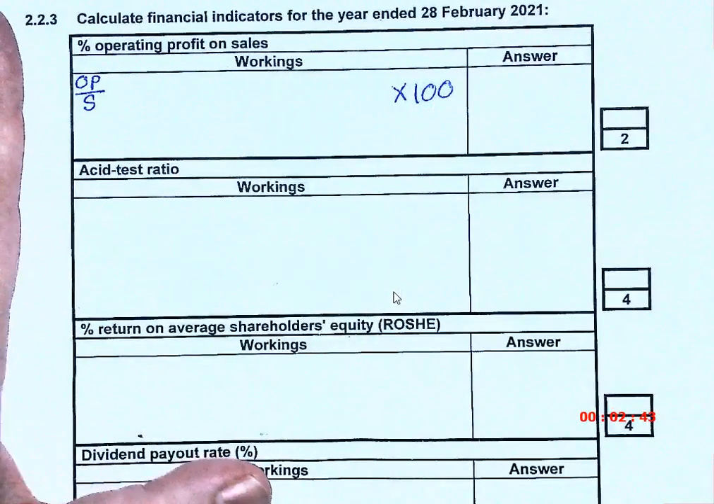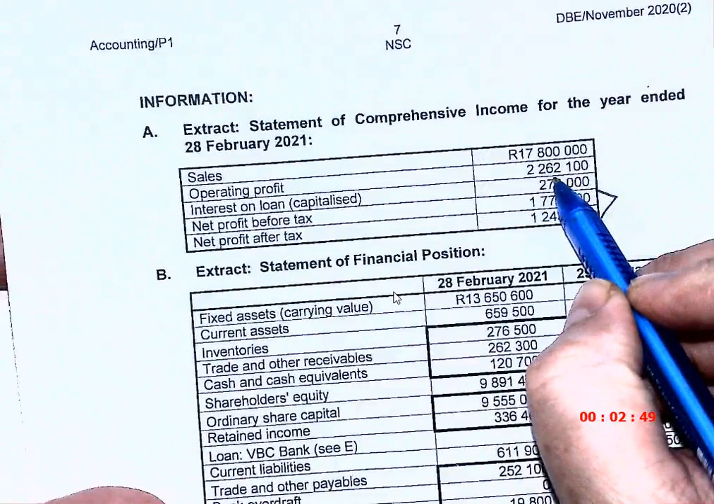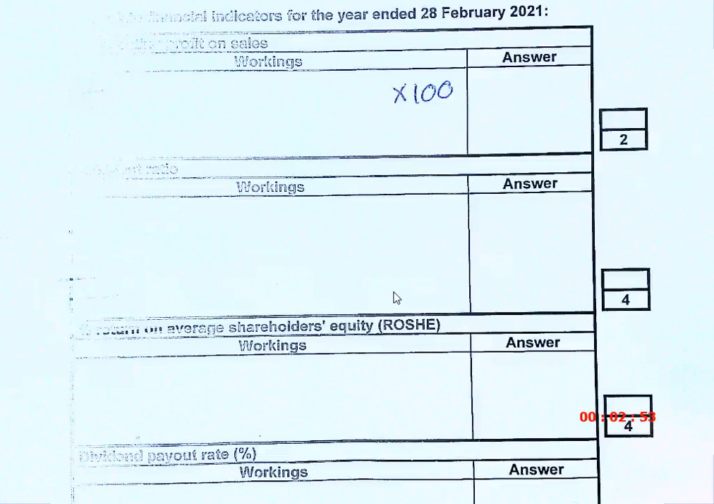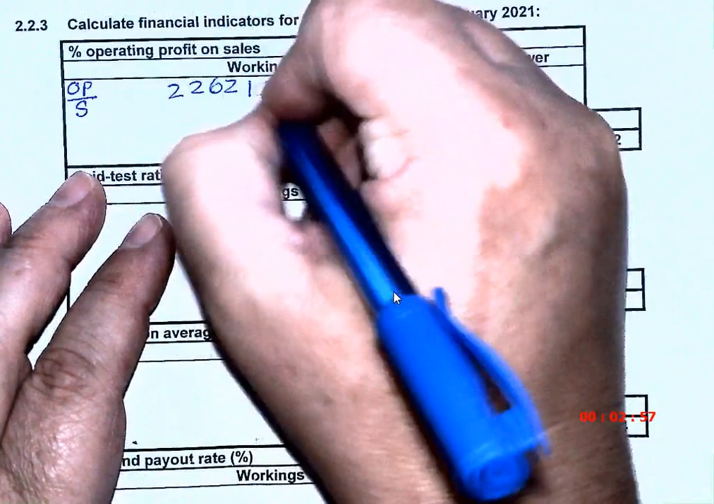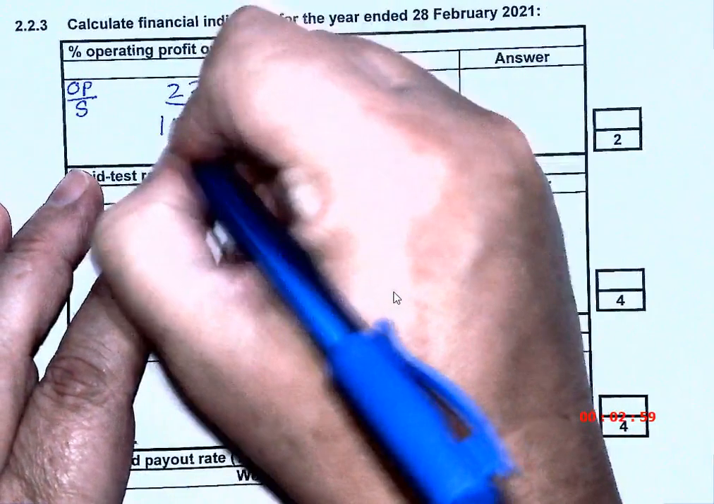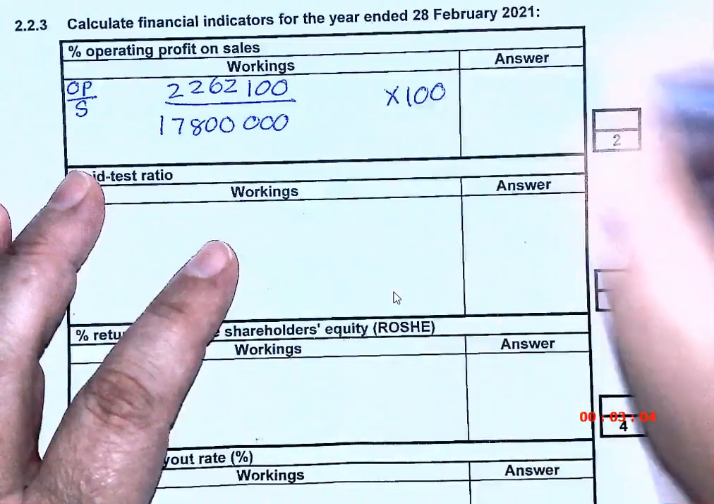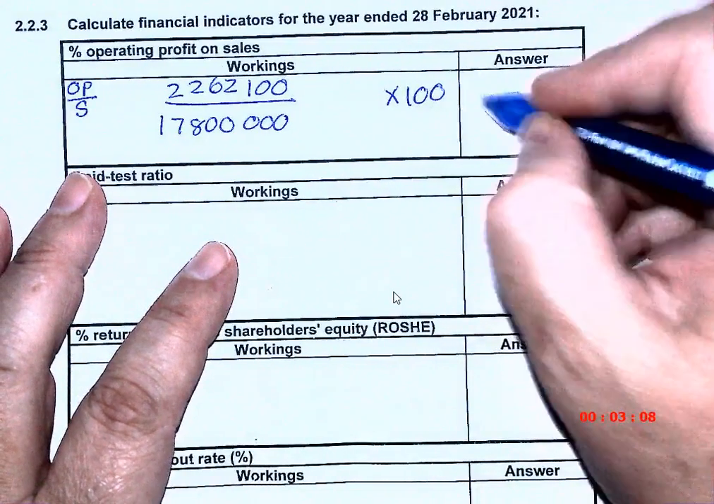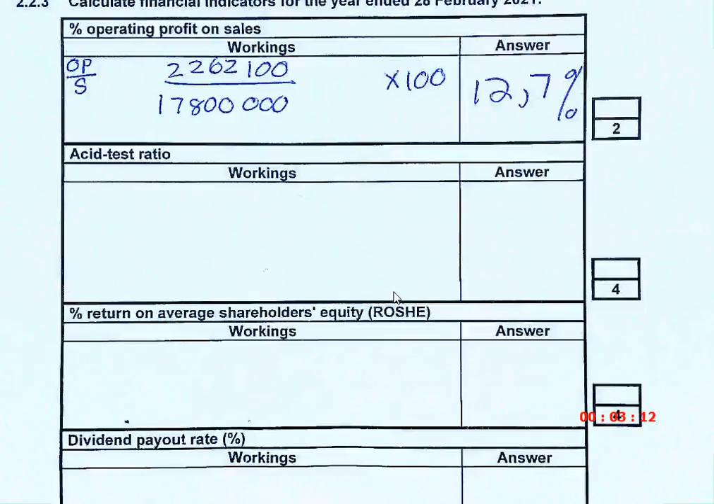So what is the operating profit? I go look at the income statement. There it is, 2262, and the sales is 178,000. It's given. It's straightforward. 2262 over 178000 times 100, and that gives me what? 12.7. Okay.